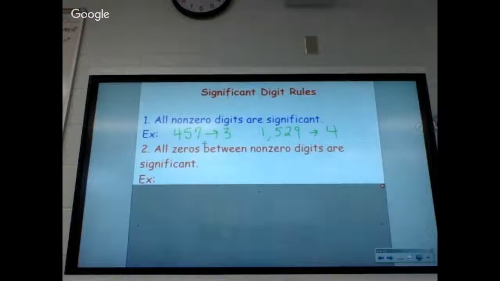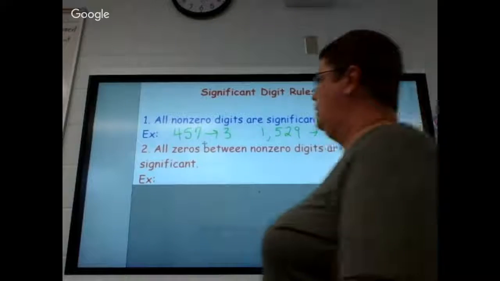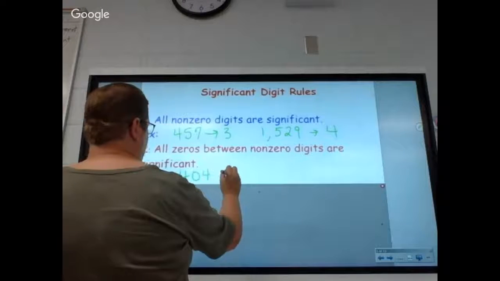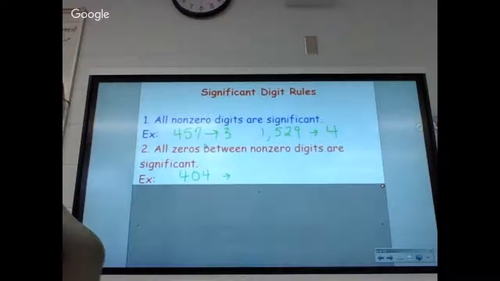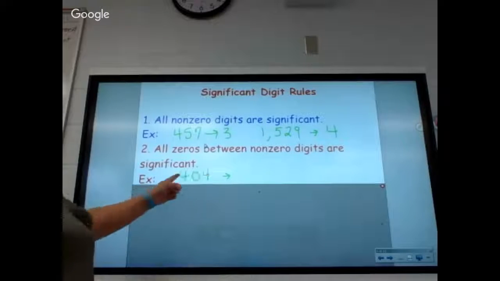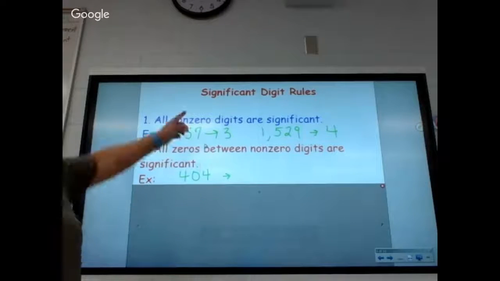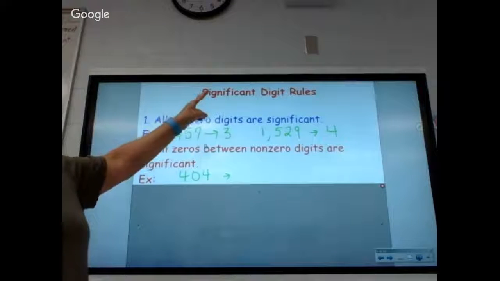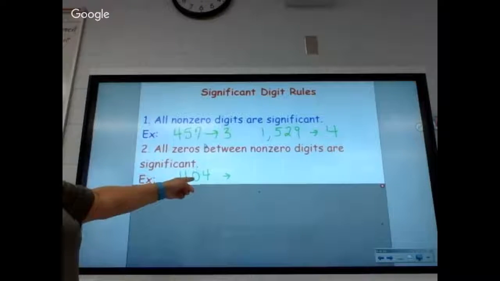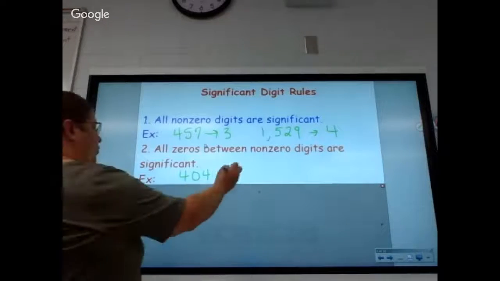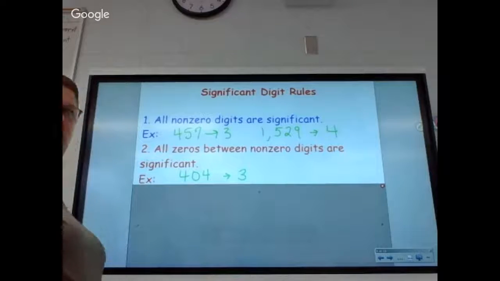So, if we have a number like 404, how many significant numbers do we have? The 4s are significant because why? They're non-zero. So those 2 4s are significant because they're non-zero. The 0 is significant because why? It's in between. So all 3 numbers are significant.